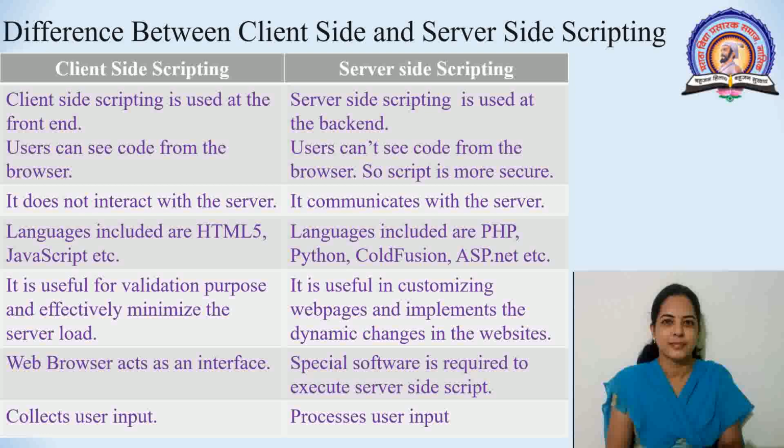Then client-side scripting doesn't interact with the server because it is executed on the browser itself. And server-side script communicates with the server because it requires the server for executing the program. Then examples of client-side scripting are JavaScript and HTML5. And examples of server-side script are PHP, Python or ASP.NET.